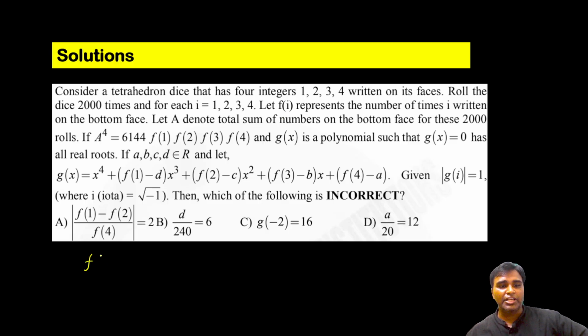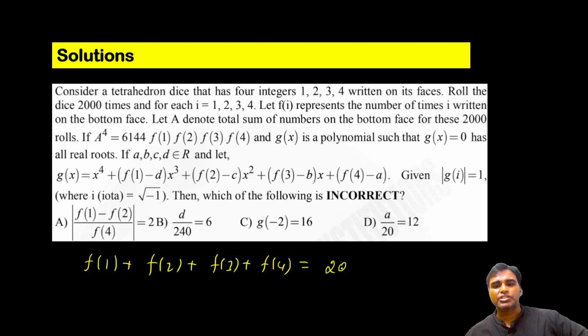So basically F1 plus F2 plus F3 plus F4, if you add this, that must be equal to the total rolling of the dice. So 2000, this is my first expression. Clear? Anyone have any doubt?